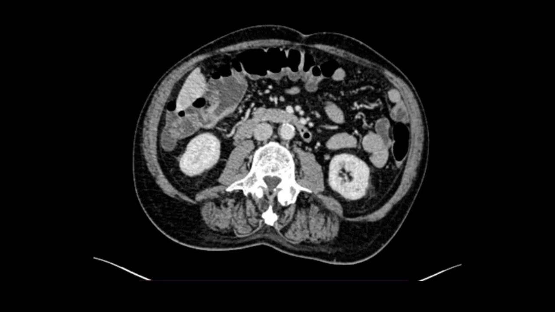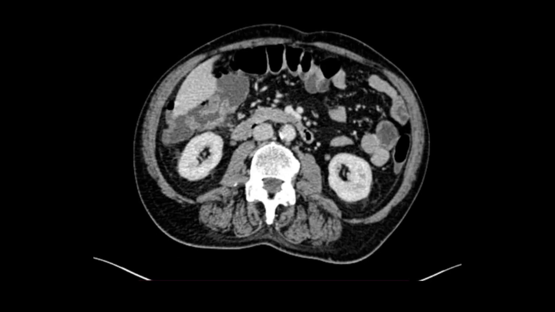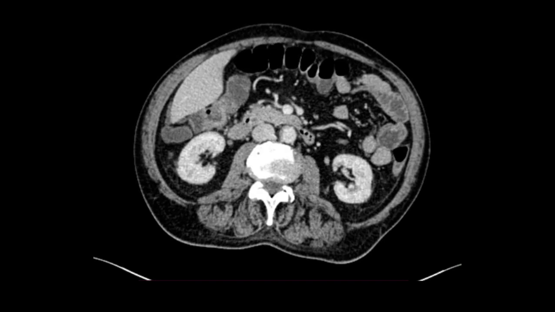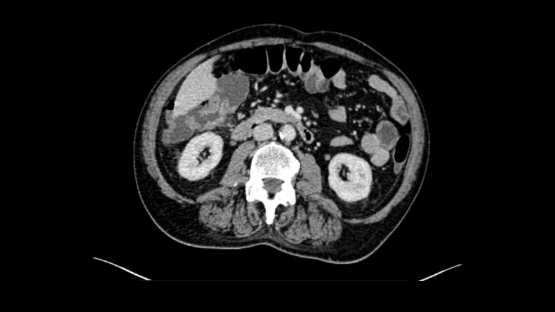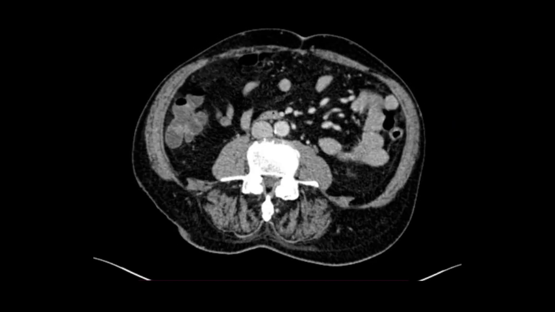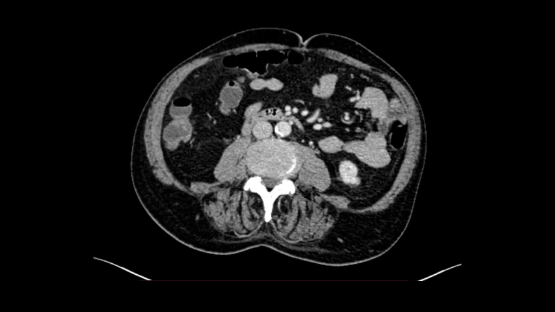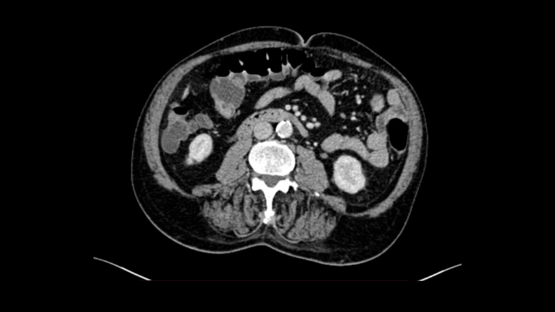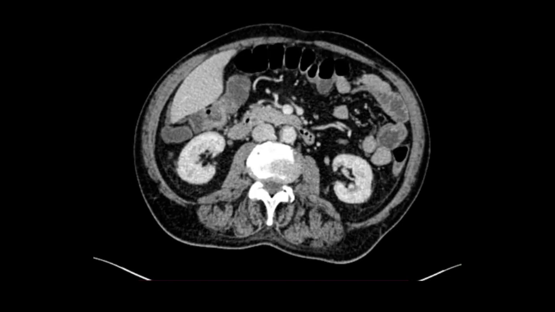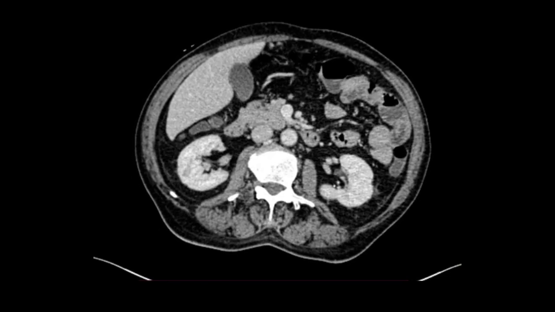All the relations look preserved in this case. Also, there are no perilesional nodules. There are some small nodules, if you can see, in this area, but not very significant. And this area is basically drained by the right branch of middle colic artery. So you also need to see if there are lymph nodes in that territory, right? So these are some of the findings that we look for in this case.